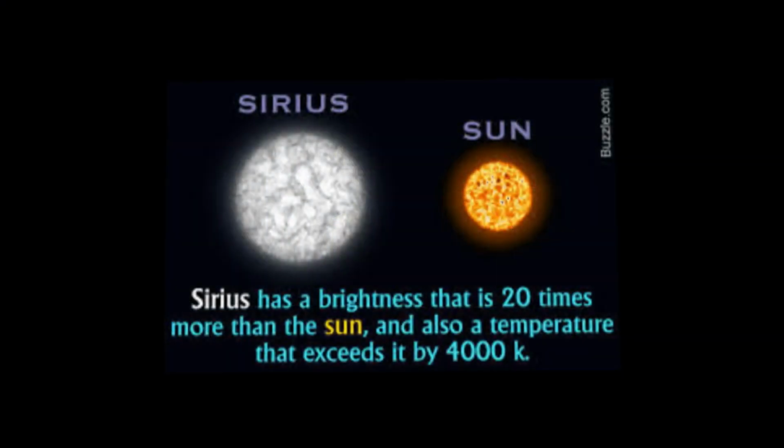Okay, so to go on, the next is a comparison of Sirius to the sun. Sirius has a brightness that is 20 times more than the sun and also a temperature that exceeds it by about 4,000 K. So that kind of gives you the first summation of what we were doing.